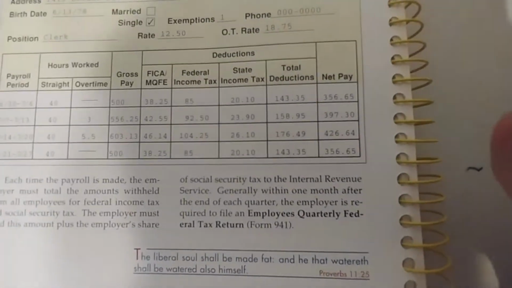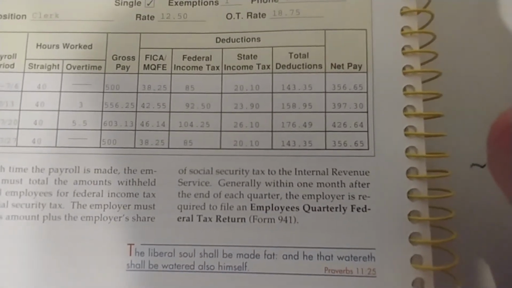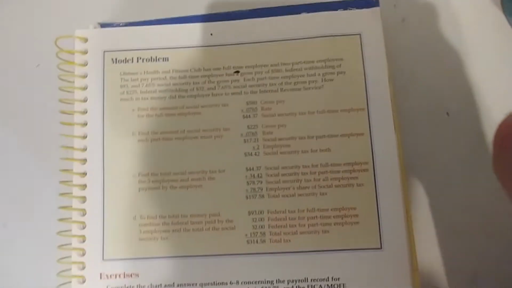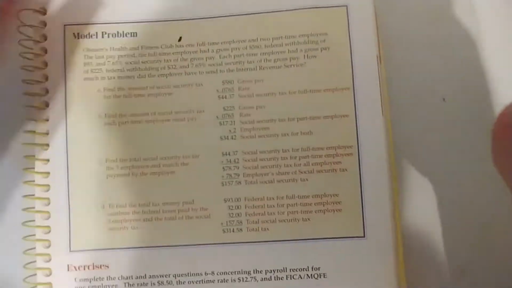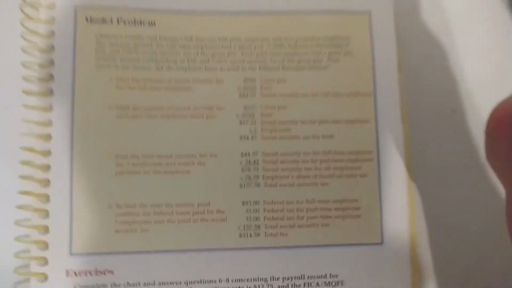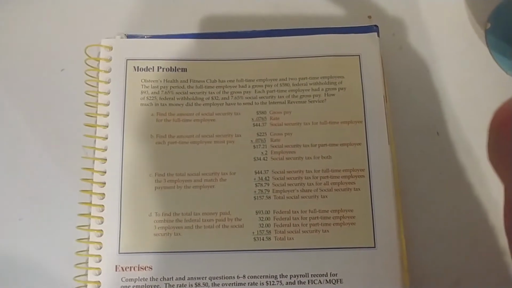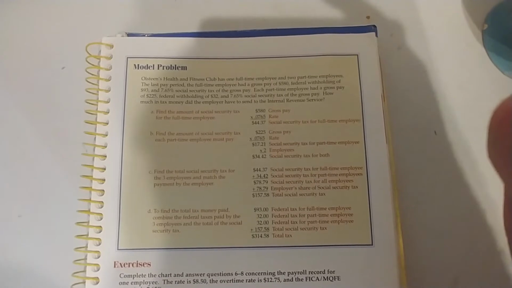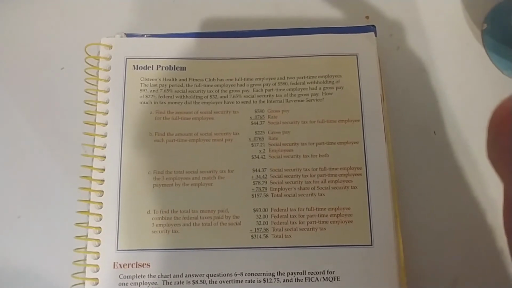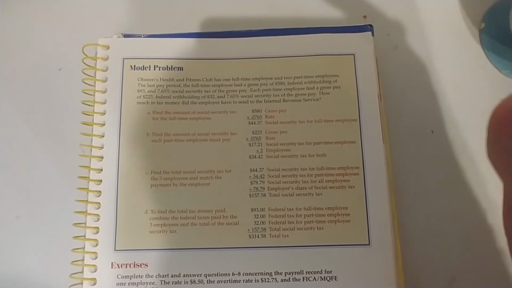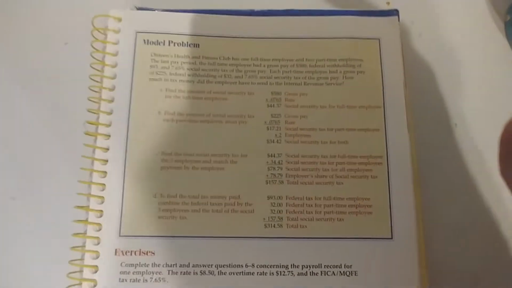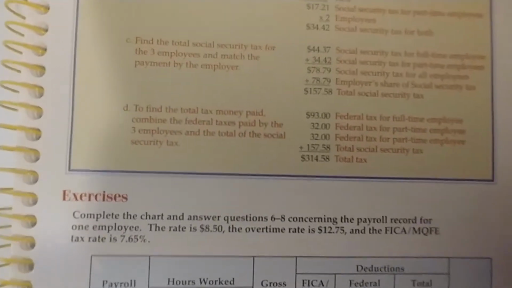Now there's some things like employees' quarterly federal tax return. I'm not sure what they're going to make you figure out here, but I think they're just going to make you work with the payroll. All right, so they're going to give you the percentages for some of this stuff. So let's just go straight to the exercises here so you can see how this works.